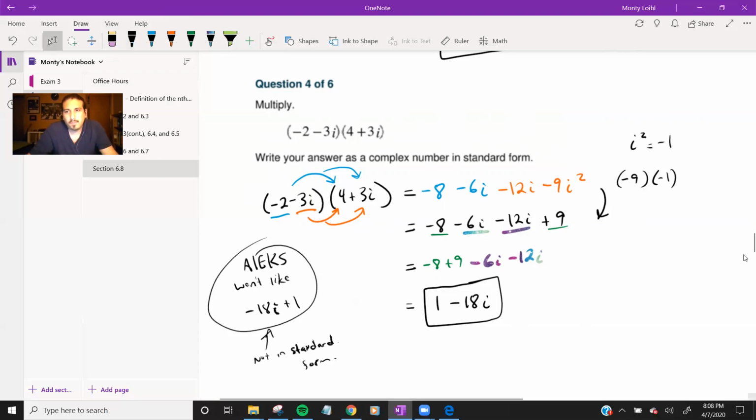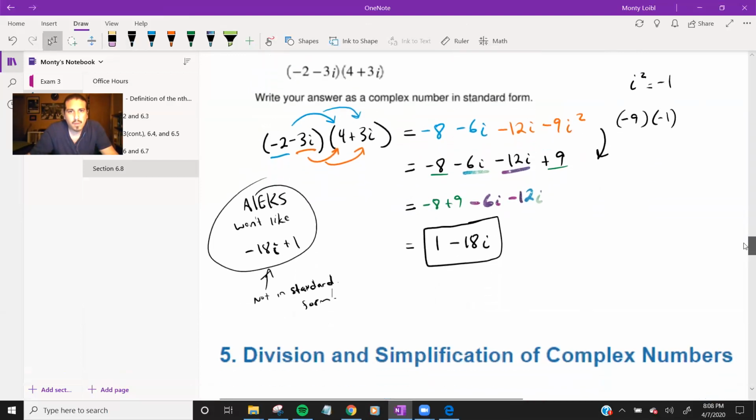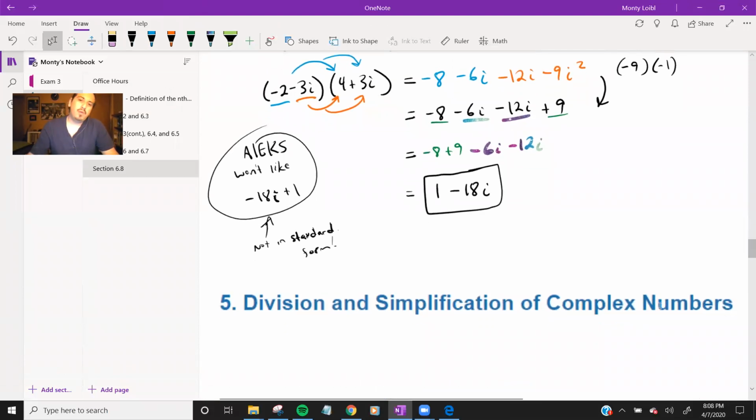So continuing on here, move down to here. So now we're in the last section, which is division and simplification of complex numbers.